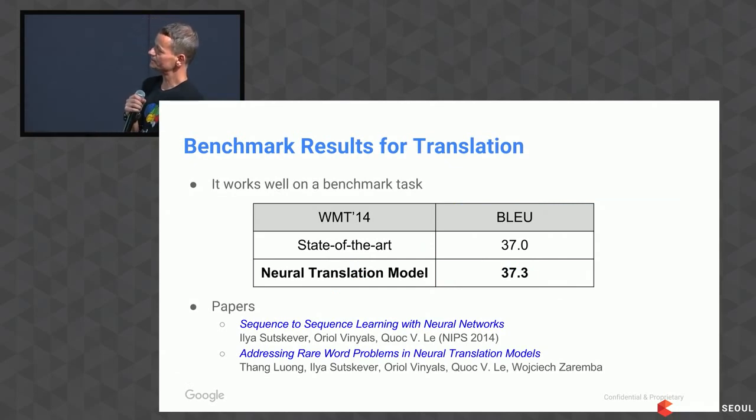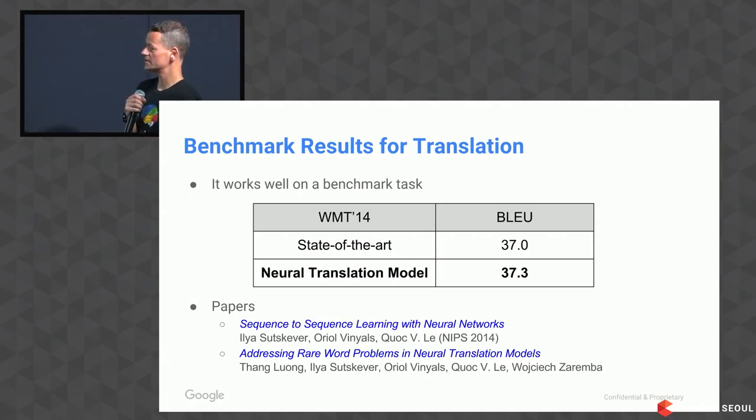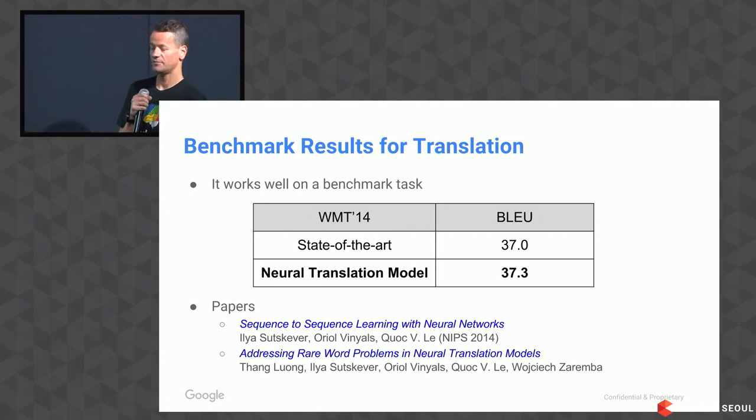In 2014, we ran some benchmark results for translation. And this simple idea actually worked pretty well. State of the art at the time was 37 points, BLEU points they're called, for the translation system. And our neural translation model got 37.3, which doesn't look like much, but it's a significantly improved translation, and people would probably notice. There are some papers about this if you want to read about it. Of course, there are tons of papers about translation systems, but this is an example that talks exactly about this benchmark.